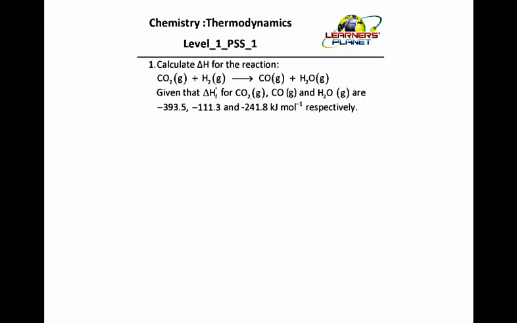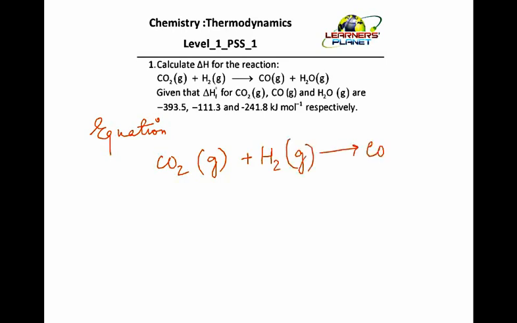So now if we have to calculate the delta H for the reaction, we have to move in such a fashion that first we write down the equation again. So the equation is carbon dioxide gas plus hydrogen, which is also a gaseous entity. It is giving me carbon monoxide gas plus I am getting steam or water vapor as a gas.